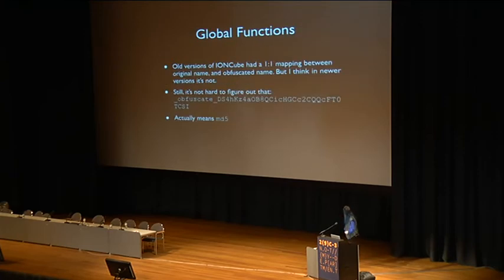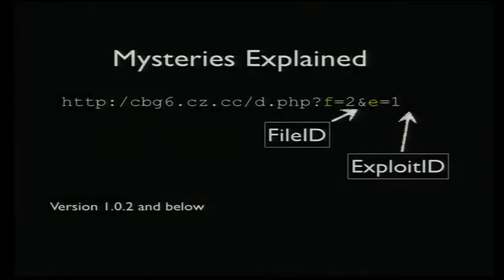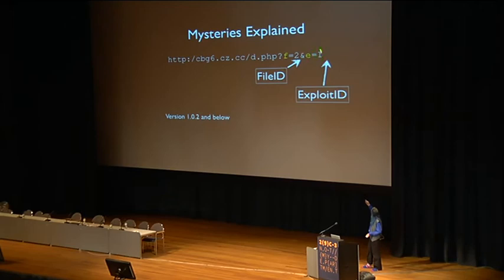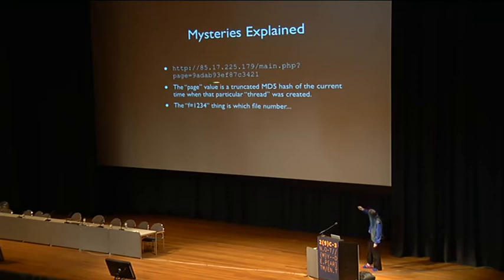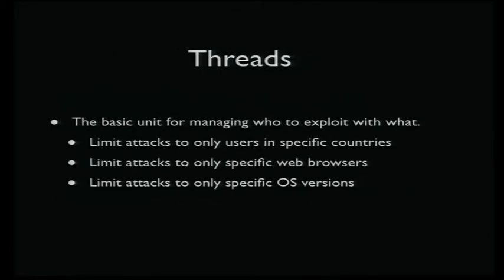anyway, once you decode it, you can go through the source code and see that this F is named file ID and this E is exploit ID, and they're mostly used for bookkeeping. This one actually selects amongst the exploits. I should have that on here. But the other thing was that everybody's like, where does this value come from? In the older versions, it was a truncated MD5 of the current time when a particular thread was created. The thread is the basic unit for managing a particular exploit or a spam campaign or whatever like that.